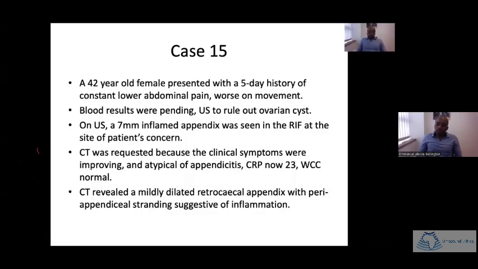So case 15, a 42-year-old female presented with a 5-day history of constant lower abdominal pain. The pain was worse on movement. Blood results were pending at the time of ultrasound. The patient was sent for an ultrasound, but the blood result had not arrived yet, so they wanted us to rule out an ovarian cyst that might have been causing the pain. We performed an ultrasound, and there was a 7 millimeter inflamed appendix seen in the right iliac fossa, right at the site of the patient's pain.